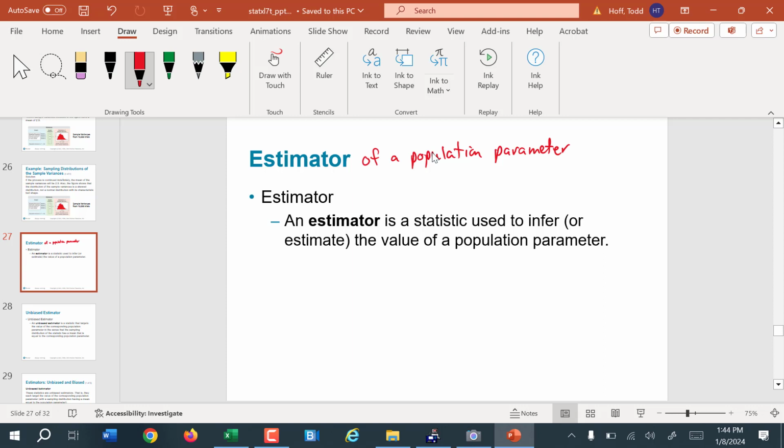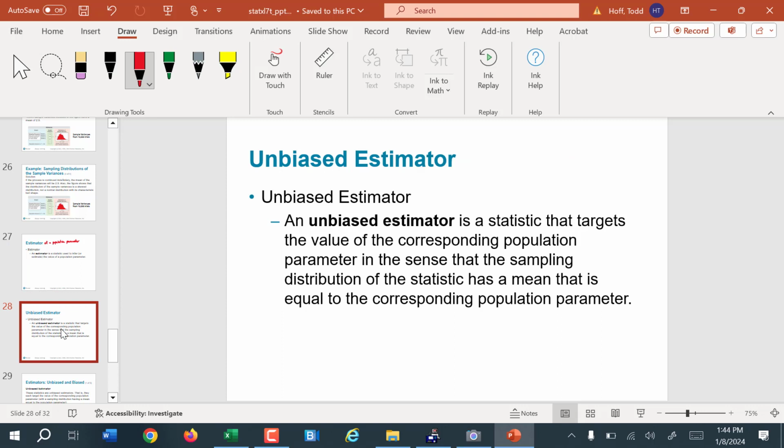Because the whole reason we're doing this is because we don't really know those population parameters, so we're trying to use these samples to give us an estimate. An unbiased estimator is one that targets the population parameter. That's the phrase this textbook uses: targets the population parameter. All that means is when I make the distribution of those estimators, the mean of all those estimates will be the population parameter, whether it's the population mean or the population proportion. It will be at the center of that distribution.